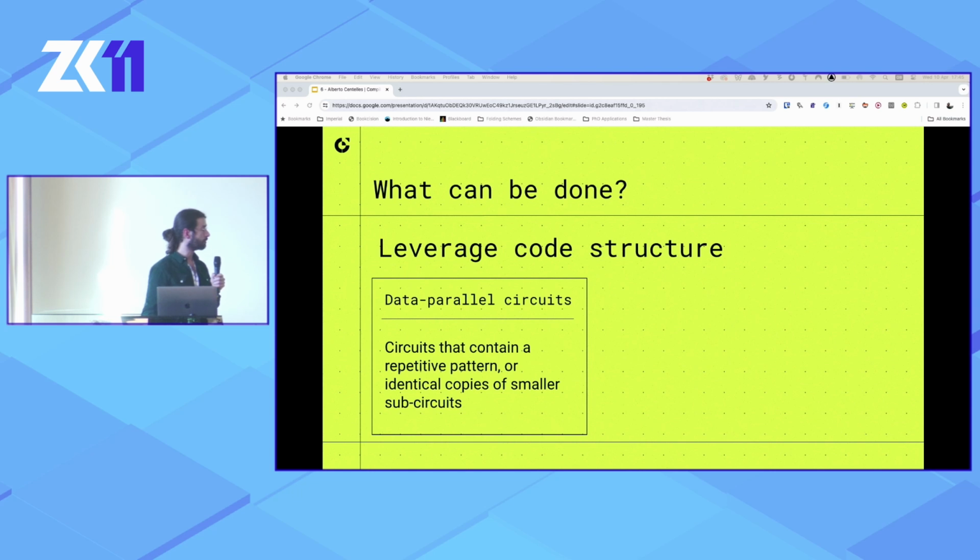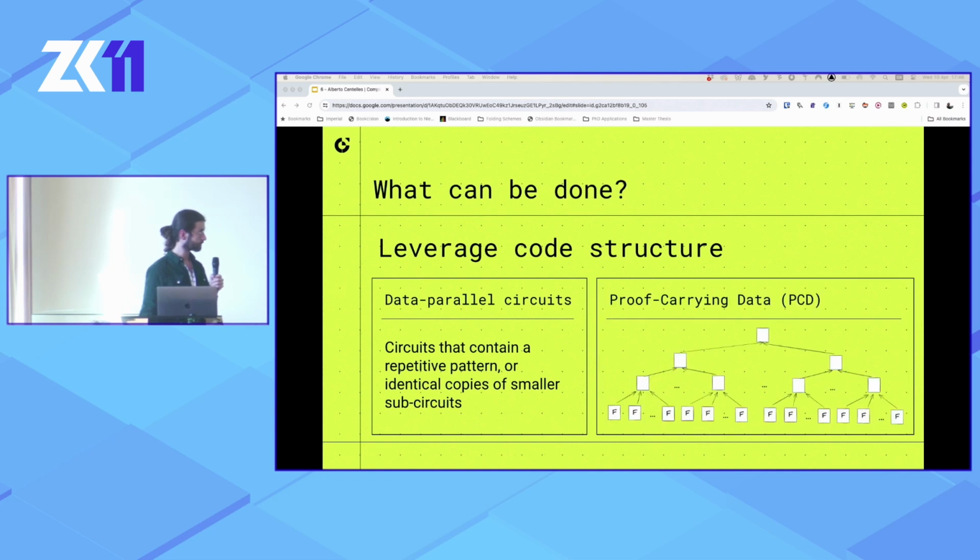Some of these proving systems leverage this notion of data parallel circuits. So we want to identify circuits that contain certain identical patterns or substructures, and then we want to use these proving systems to leverage this uniform structure.